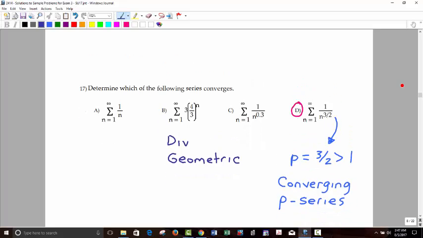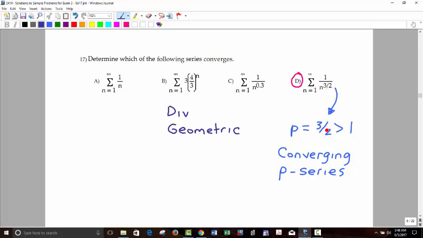Let's take a look at some of these. 1 over n, it's diverging p-series, also diverging integral test. Well, anything p-series is also integral, but not vice versa. All integrals aren't p-series, but all p-series could be integrated. This one here is a diverging geometric, because that's 4/3. Here's another diverging p-series. So it's this one right here, because the exponent's greater than 1. So we have a converging p-series right there.